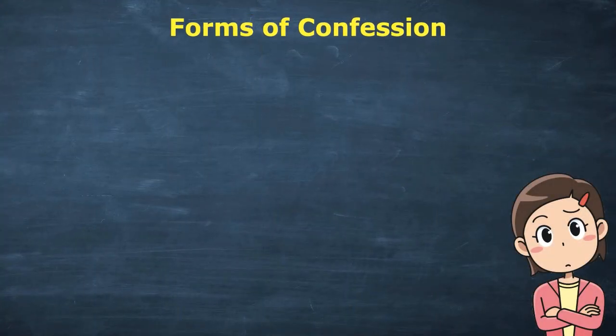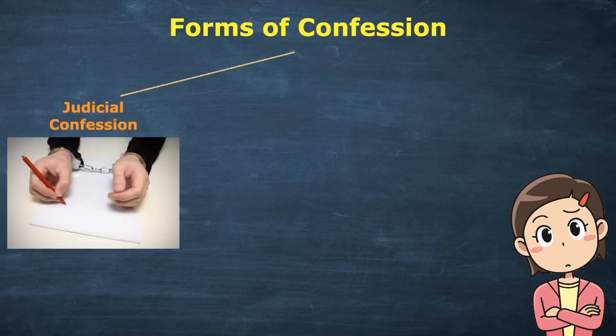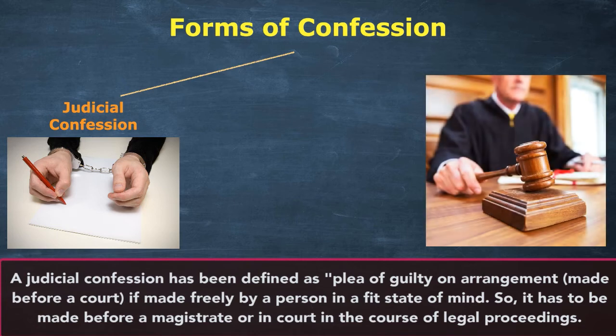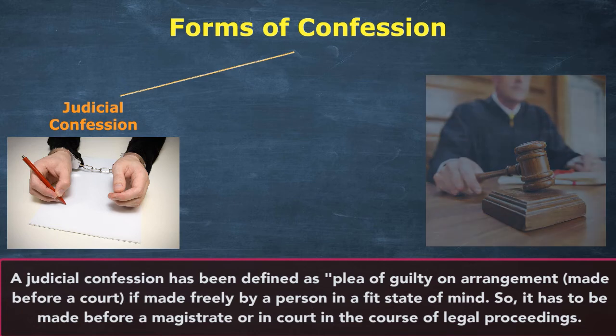So what are the major forms of confession? The first one is judicial confession. A judicial confession has been defined as a plea of guilty on arrangement made before a court, if made freely by a person in a fit state of mind. See how beautifully this is explained. So try to understand: any confession that is done in front of the judge or magistrate or in the court is known as judicial confession.